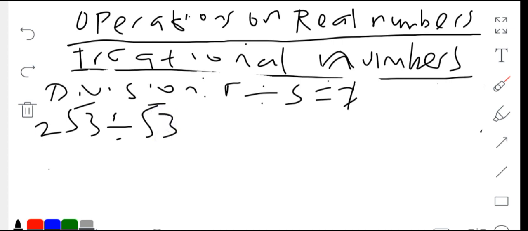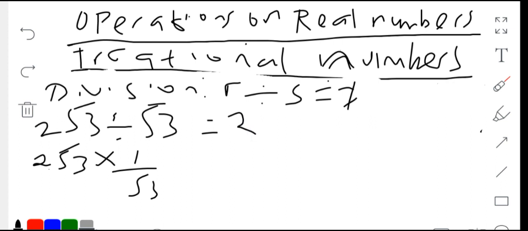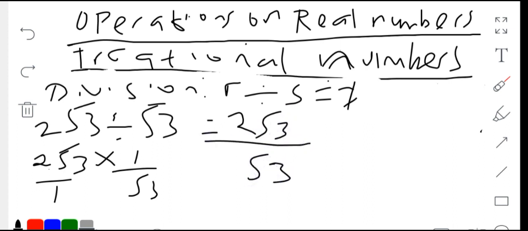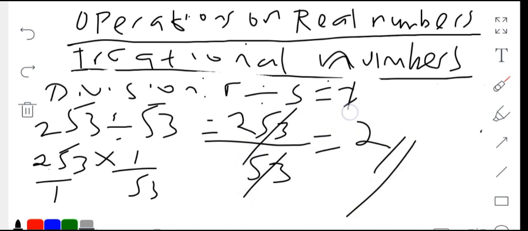Using simple calculations, we change the division to multiplication. That will be 2 square root 3 times 1 over square root 3. So multiply them together: 2 square root 3 times 1 gives us 2 square root 3, divided by 1 times square root 3, which gives us square root 3. So this one will cancel out this one, and the answer is going to give us 2. So you can see this is a rational number. Dividing two irrational numbers might give us a rational number.